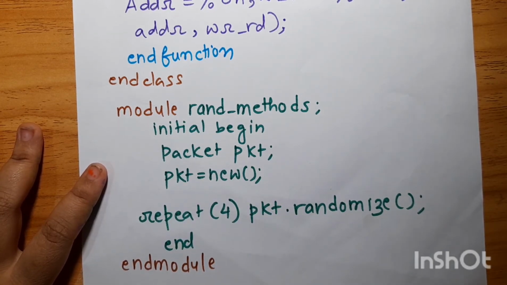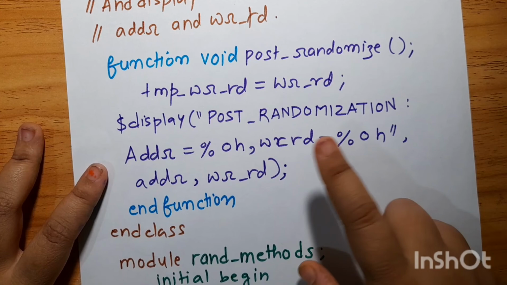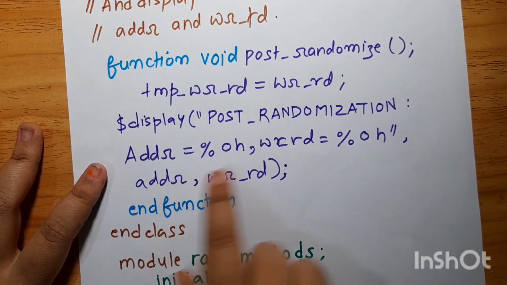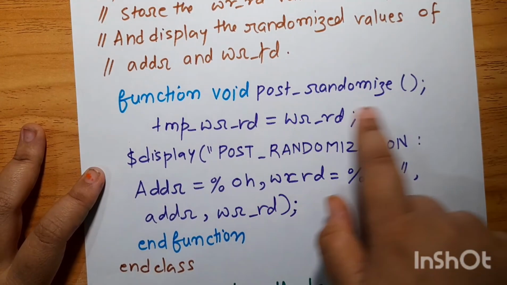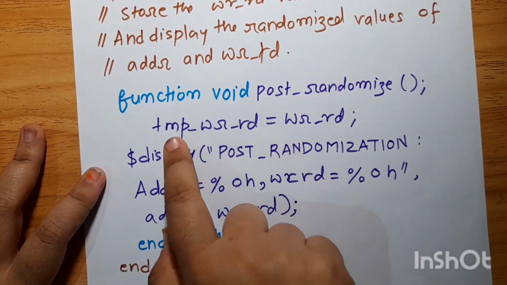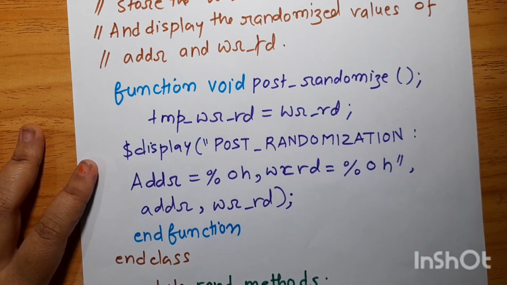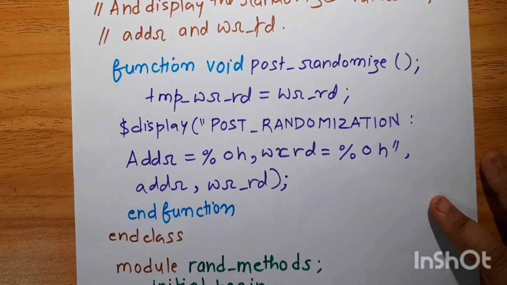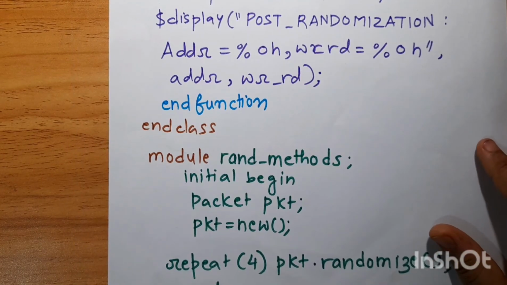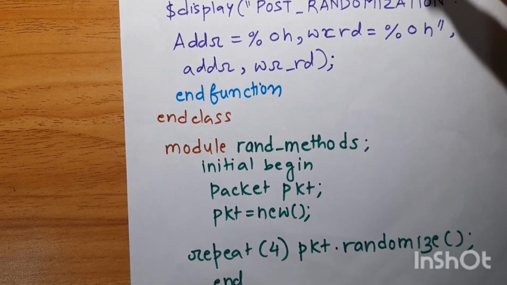So when we do so, we will display the post-randomization values of write_read and address. Also, the assignment of the post-randomization value will happen into temp_write_read, and that would be used in the pre_randomize method in order to enable or disable the randomization of the variable address. So I hope these randomization methods are clear to you.